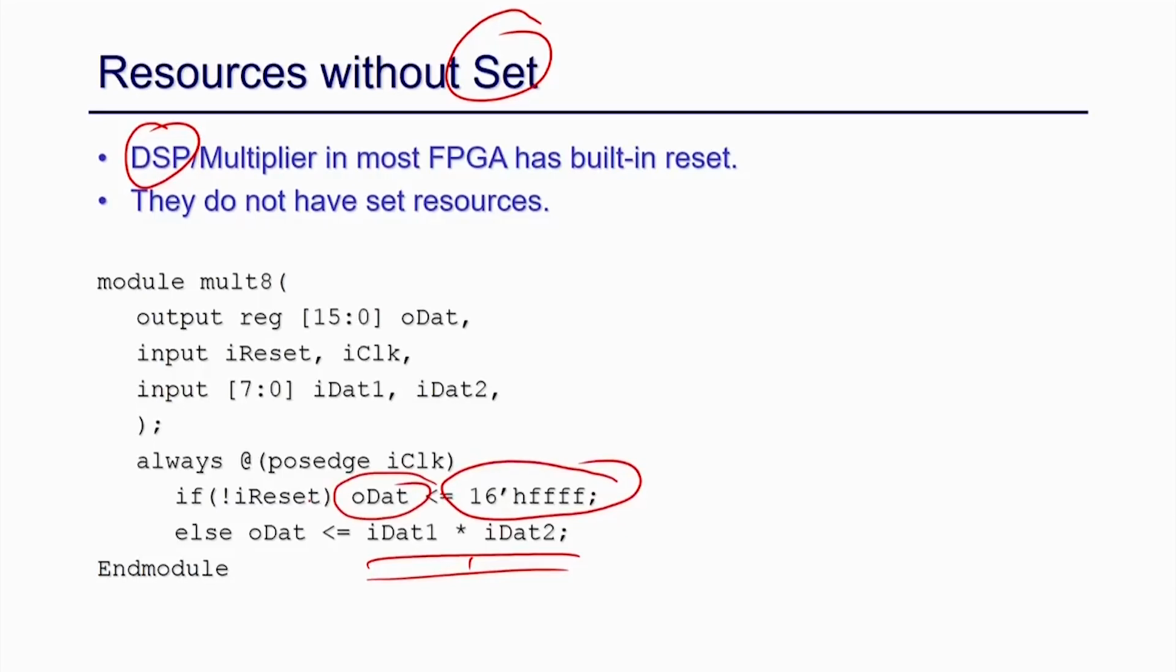This is a synchronous set, because this set is synchronous to the clock, not asynchronous to it. Even though it is a synchronous set, it is not possible to map the whole of this into a single DSP, because I am setting this. But if it is a reset, if I just write O dat equal to 0, say, then this whole thing is going to map into a single DSP, whereas the set has to be carried out outside.